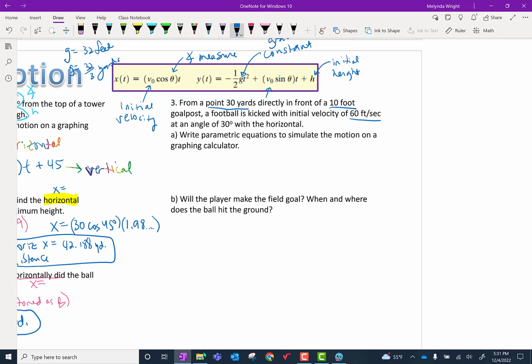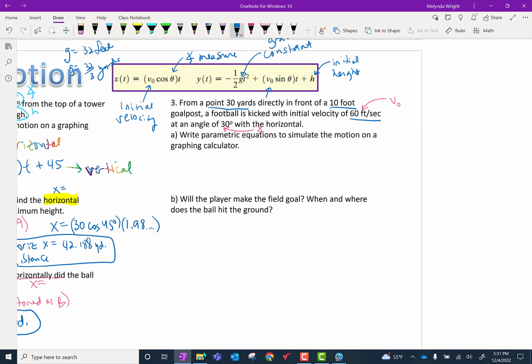So from a point 30 yards directly in front of a 10-foot goal post, a football is kicked with an initial velocity. So this is our V naught. And this is our angle. Okay, so let's worry about those later. Let's not worry about that right now.